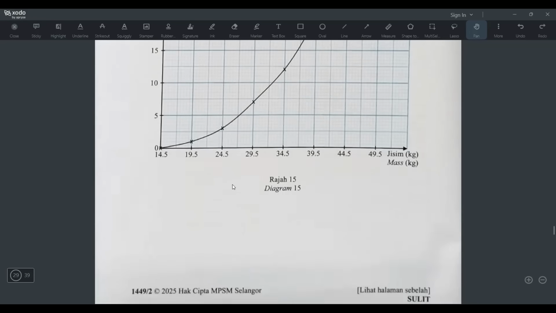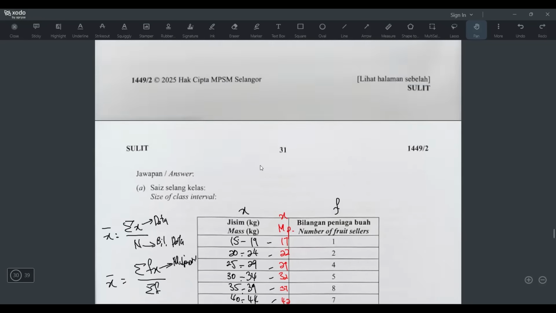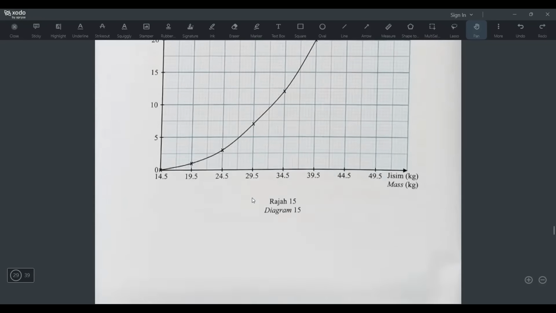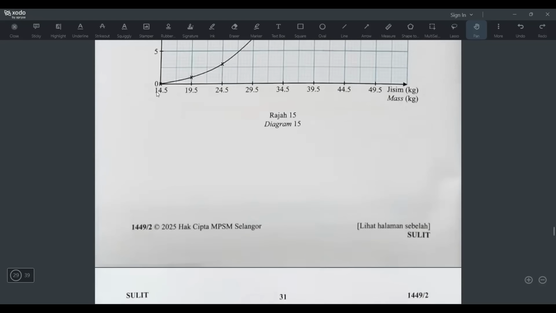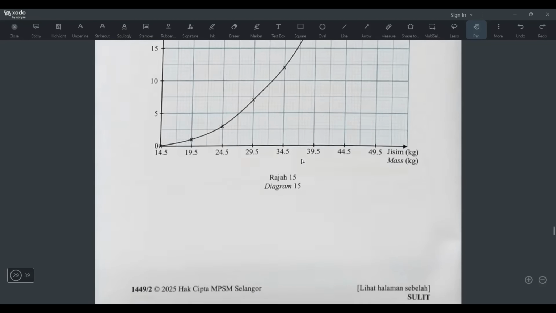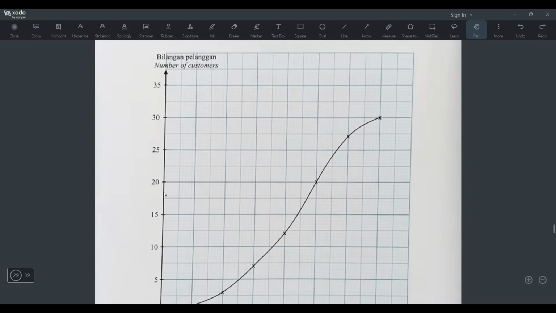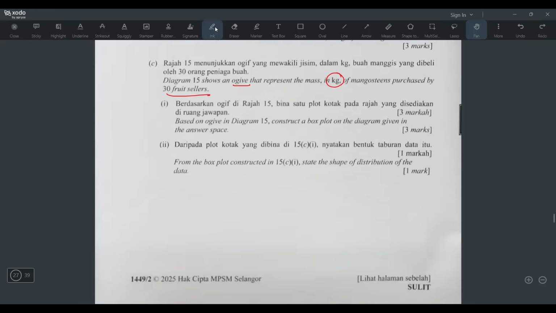So 14.5, 19.5, let's check. Yeah, 19.5, that's the upper boundary. And then 24.5, 29.5. But the reason why they start at 14.5 is because they want the ogive must start at 0. That's why you have to tambah satu class here and make sure the first frequency is 0. Okay. And then the y-axis will be the cumulative frequency. Okay, so far, okay. And then based on ogive, construct a box plot on the diagram given in answer space.